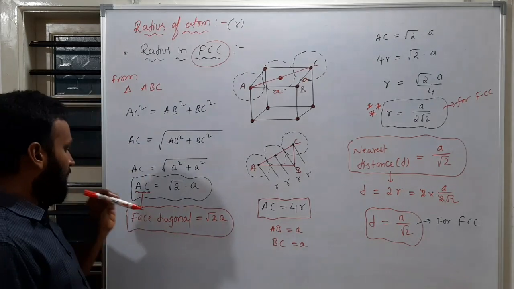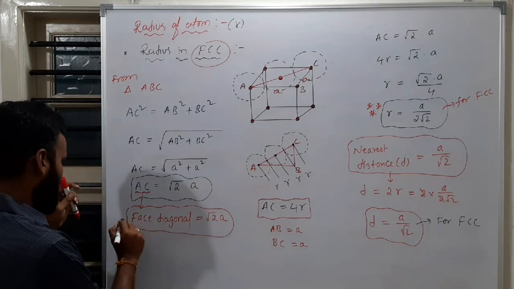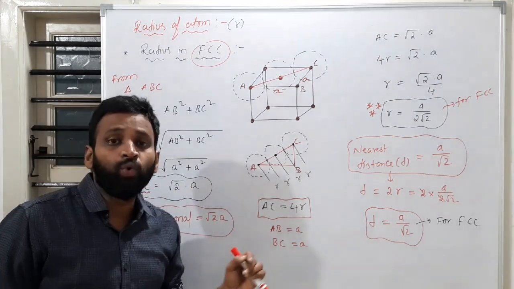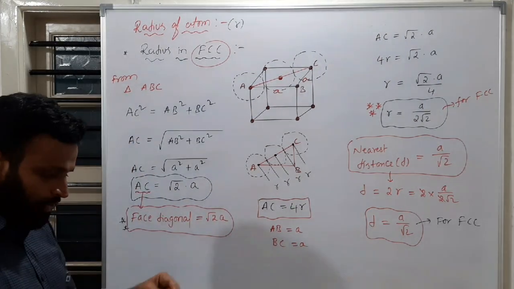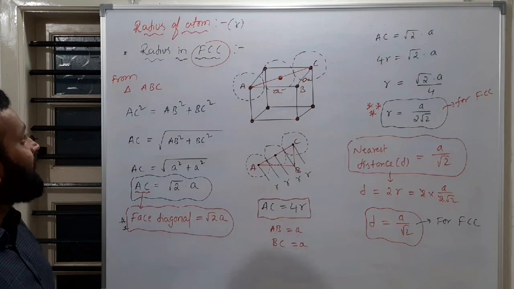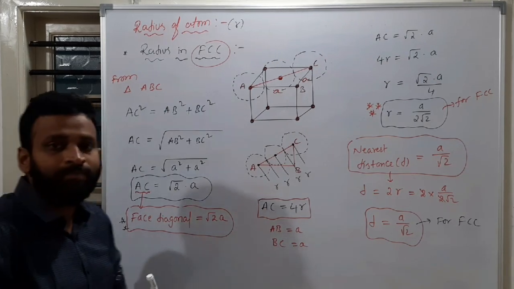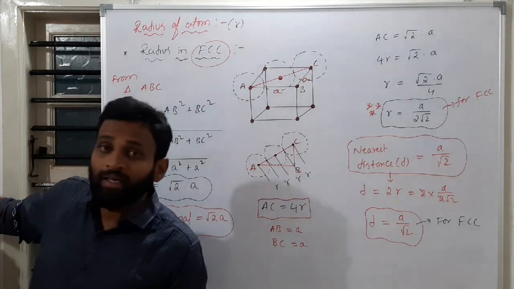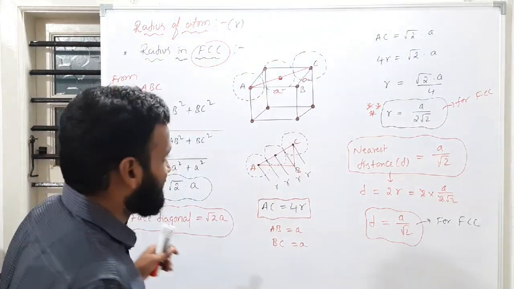So AC you have, and face diagonal also you have formula. What is face diagonal formula? Root 2a. Got it clearly? So this is about radius in FCC. Now let's see radius in body centered cubic, BCC.